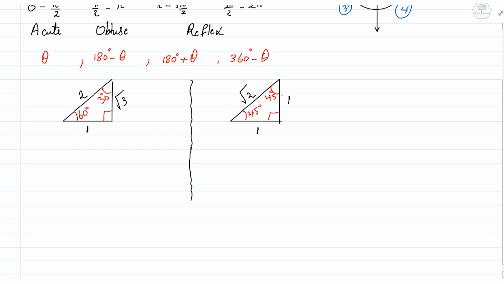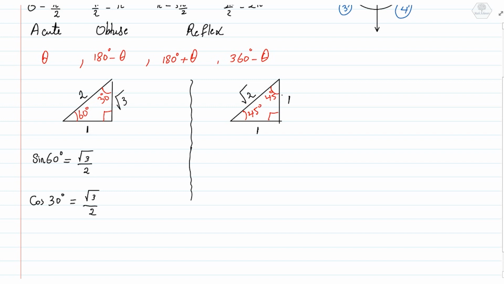So now, if you need to find sine of 60, sine of the angle 60 is equal to opposite over the hypotenuse, which is square root of 3 over 2. If we want to find, let's say, cosine 30, it is equal to the adjacent over the hypotenuse, which is square root of 3 over 2. The angle 60 is the same as pi over 3. And the angle 30 is pi over 6.